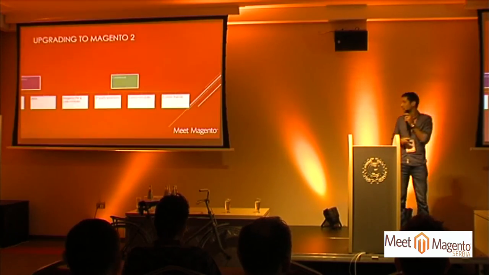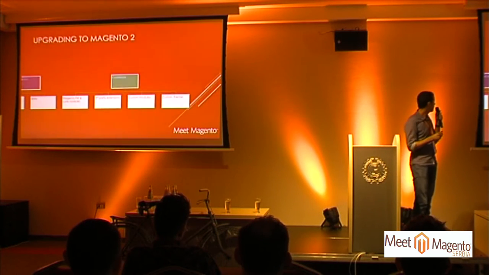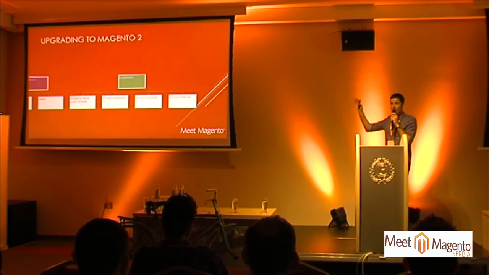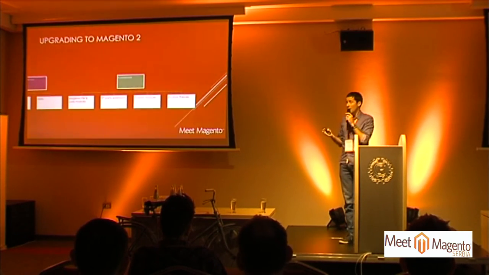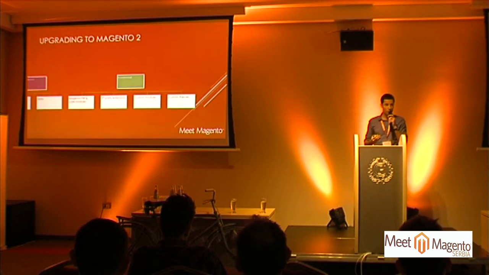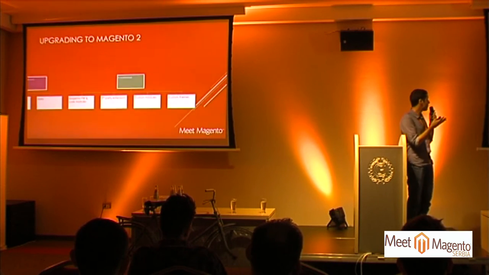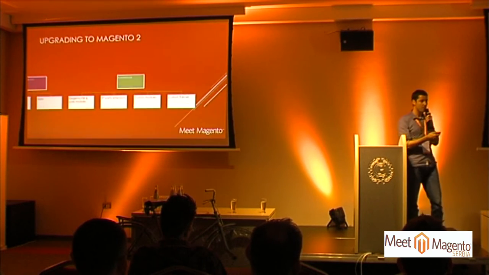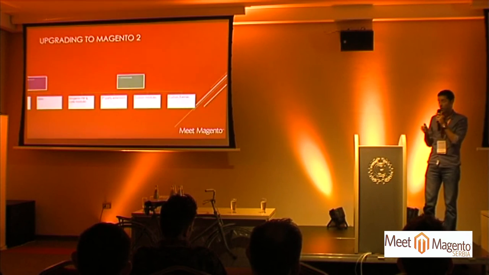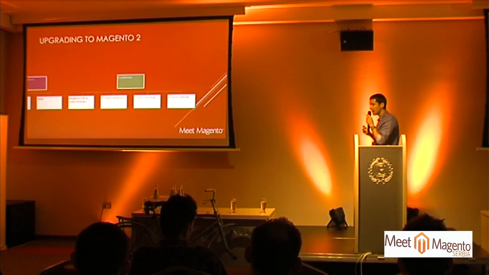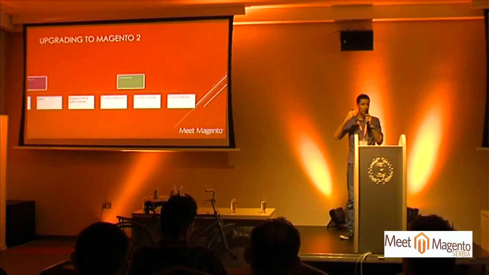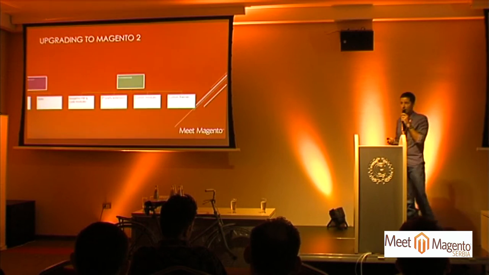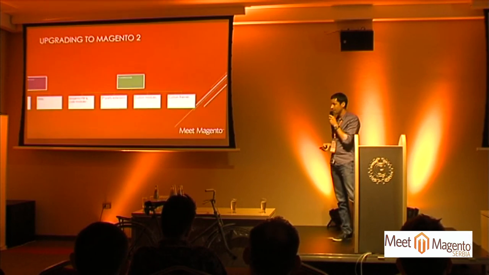So, just to give you a bigger picture, when we are talking about upgrading to Magento 2, we can split it into two separate pieces. One is database migration, and the other is code-based migration. For the database migration, we basically need to update the structure, which are tables and relations between them. And we also need to upgrade data, which are records in those tables.